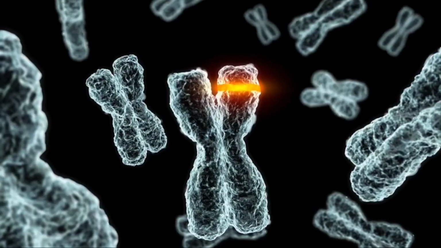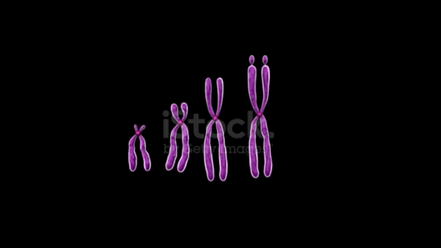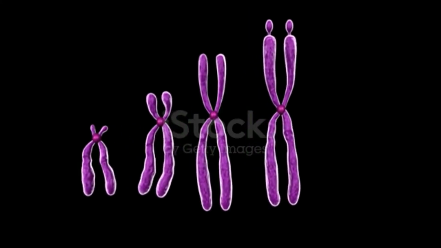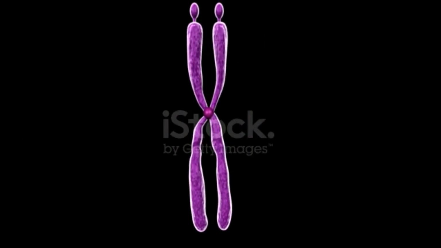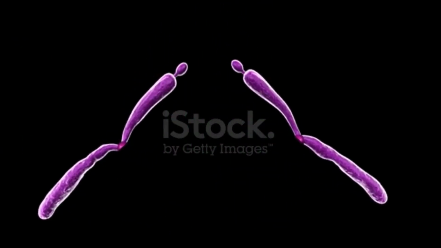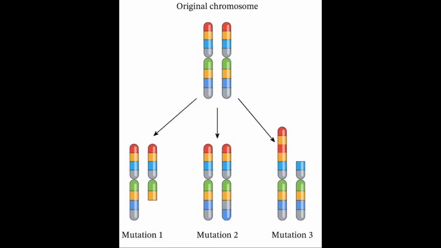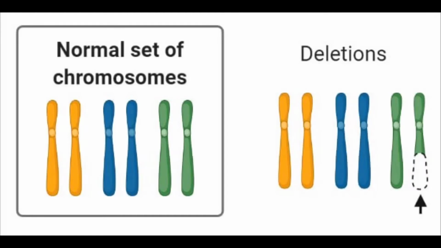Okay, now we have chromosome mutations. Chromosome mutations involve changes in the structure of a chromosome, or the loss or gain of a chromosome. Three types of chromosome mutations are shown in this figure. A deletion is the loss of a piece of a chromosome due to breakage.